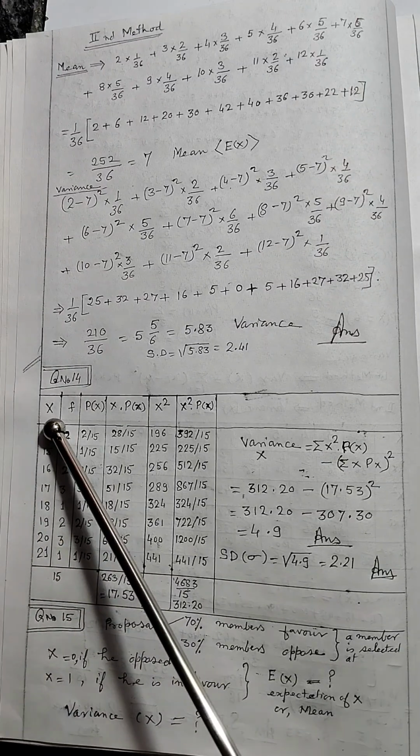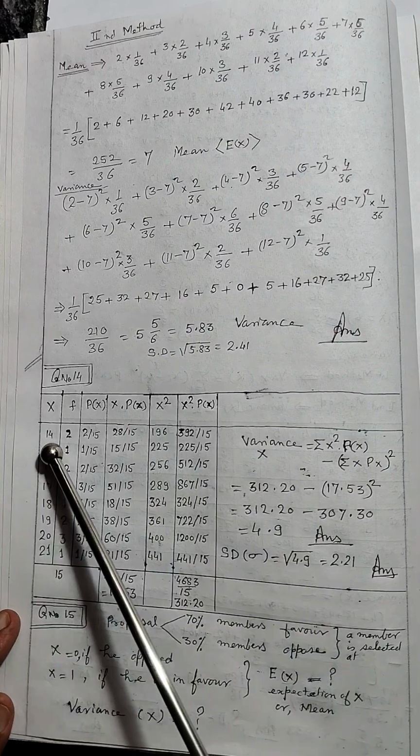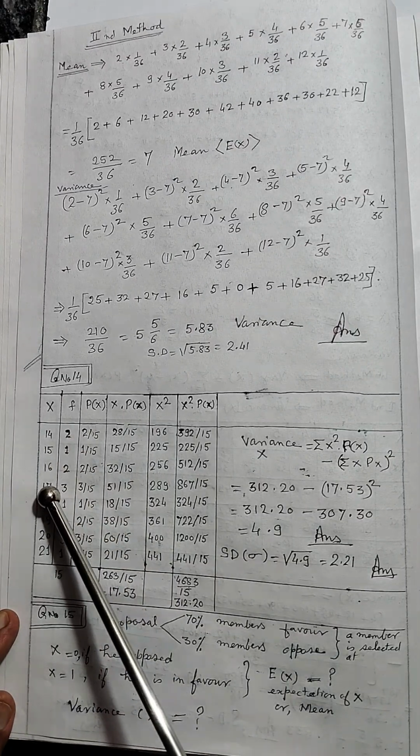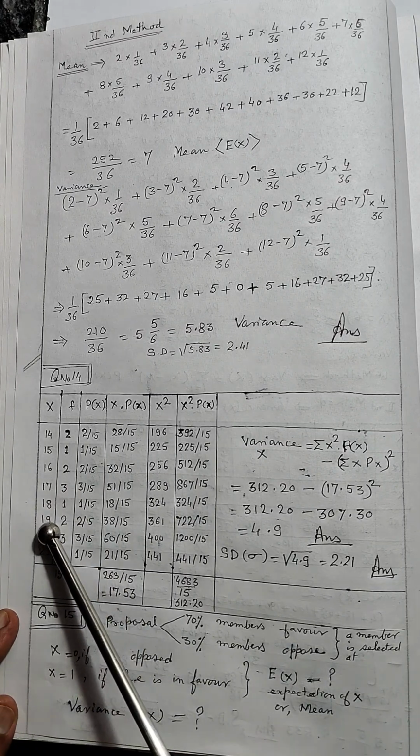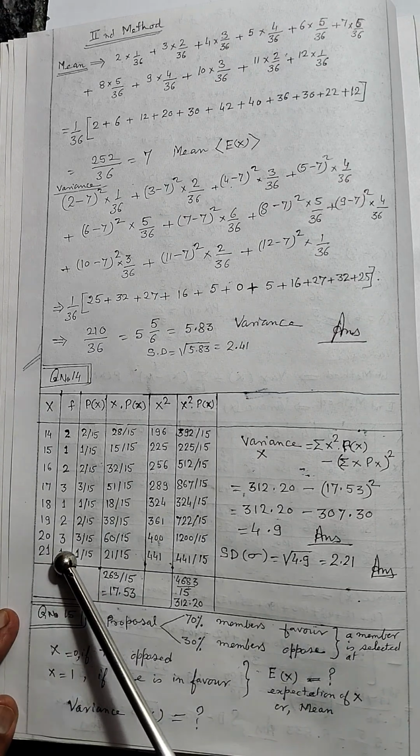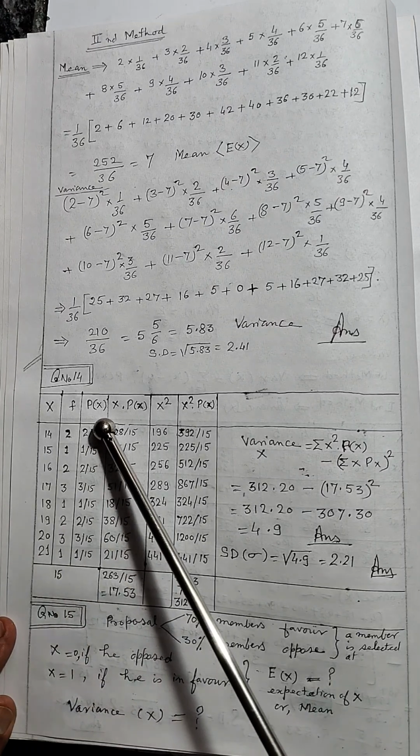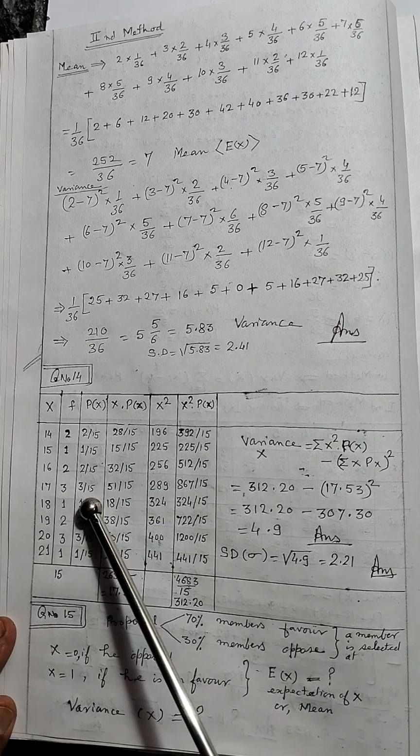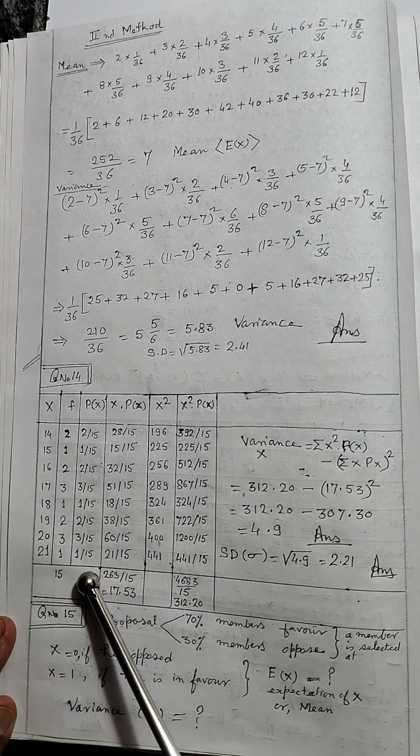So here you see I have prepared the age as X here: 14 and its frequency is 2, 15 its frequency is 1, 16 frequency is 2, 17 frequency 3, 18 frequency 1, 19 frequency 2, 20 frequency 3, 21 frequency 1. So the probability P(X) has been written as 2 by 15, 1 by 15, 2 by 15, 3 by 15, 1 by 15, 2 by 15, 3 by 15 and 1 by 15.